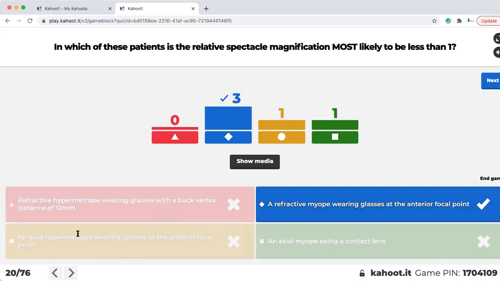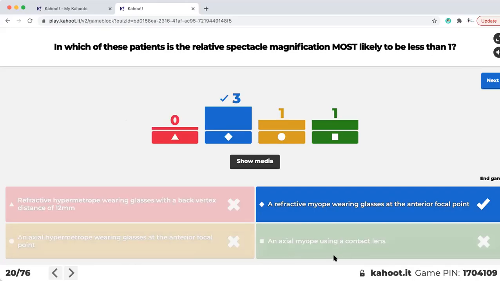Here the relative spectacle magnification will be 1 because he is axially hypermetrope. And we said, according to the Knapp's rule, that axial hypermetropia or axial myopia, when corrected by glasses at the anterior focal point, which is about 15.6 millimeters, the size of the retinal image will be the same as the size of the emmetropic image.